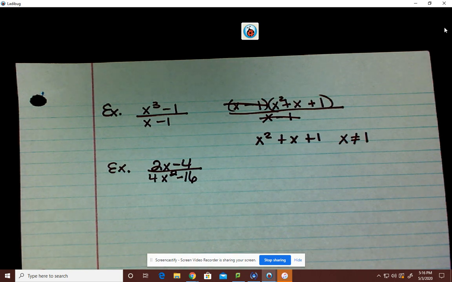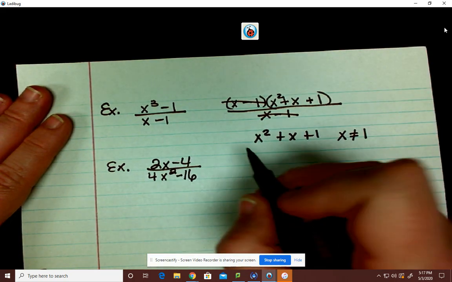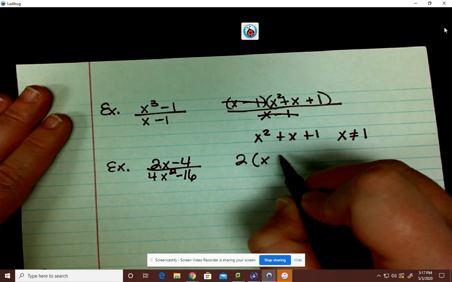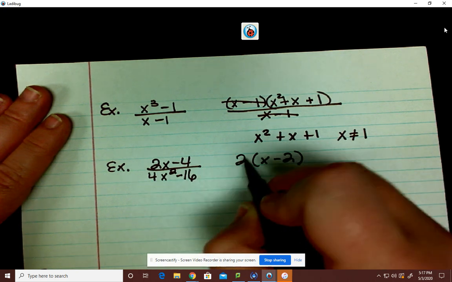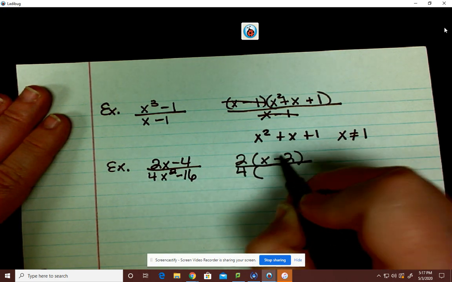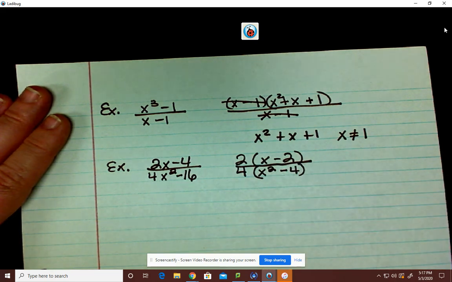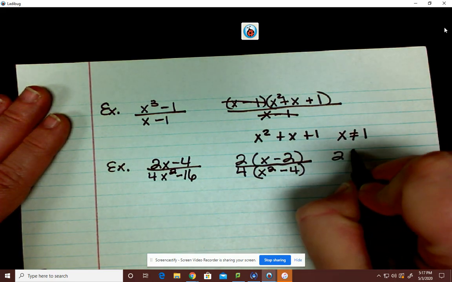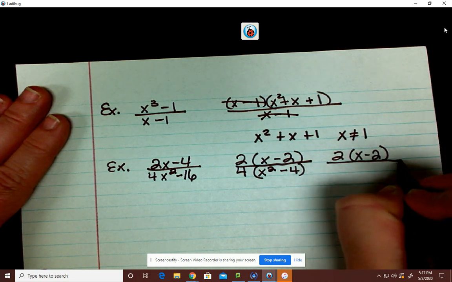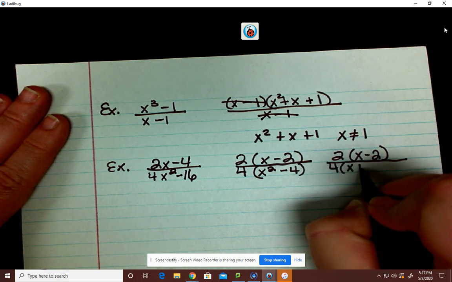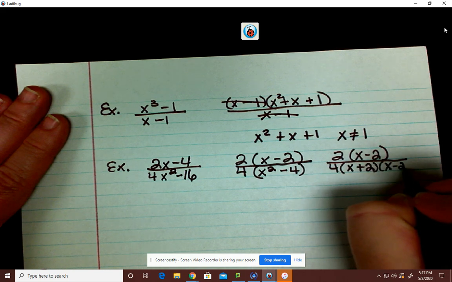Alright, so here, when I look at it, I see some GCFs. So remember, when you're factoring, sometimes you have to factor more than one time. And the first thing you should always look for is a GCF. So my GCF here is 2. My GCF here is 4. But then this is a difference of squares, so I can continue to factor. So you want to factor completely. So that's going to factor into x plus 2 and x minus 2.